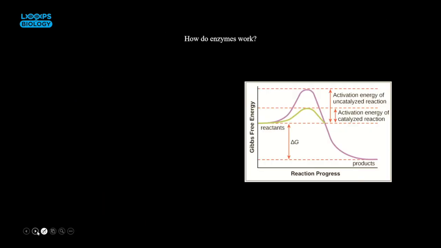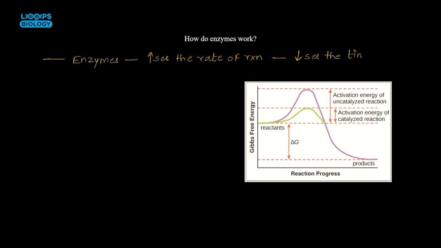Got it? So moving on to the next part, how do enzymes work? Whenever I'm saying that enzymes are reducing the time for any chemical reaction, enzymes are increasing the rate of reaction, right? The speed or the rate of reaction has been increased. Now, how will they increase it? By decreasing the time taken for a reaction.